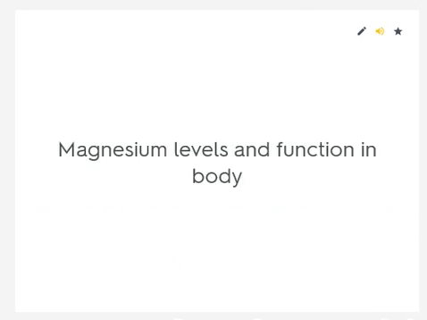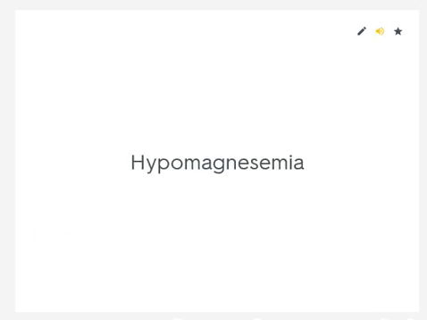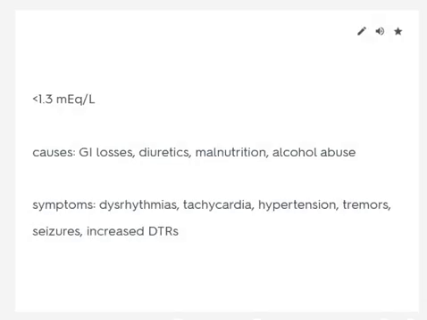Magnesium levels and function in body: 1.3 to 2.1 mg/dL. Nerve and muscle function, bone formation, critical for many biochemical reactions in body. Hypomagnesemia: less than 1.3, causes GI losses, diuretics, malnutrition, alcohol abuse. Symptoms: dysrhythmias, tachycardia, hypertension, tremors, seizures, increased DTRs.